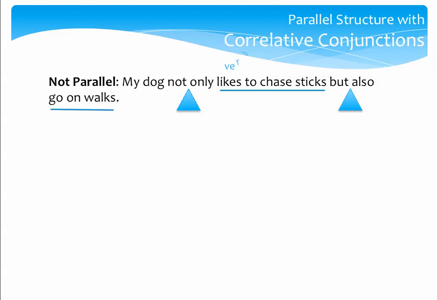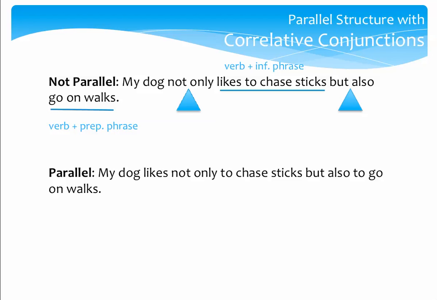What are we working with? Likes to chase sticks is a verb plus an infinitive phrase. Go on walks is a verb plus a prepositional phrase. Close, but not exactly the same. You can make this parallel by, again, finding your coordinate elements, figuring out what it is that I'm joining, and making sure that they're the same. So here we've joined infinitive phrases. To chase sticks and to go on walks are both infinitive phrases, so that makes this sentence parallel in structure.